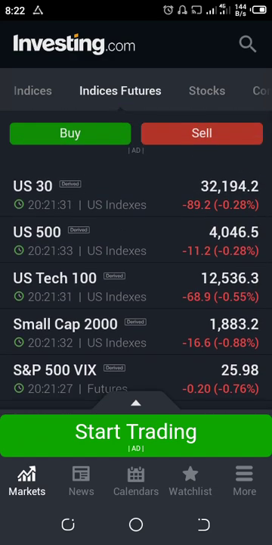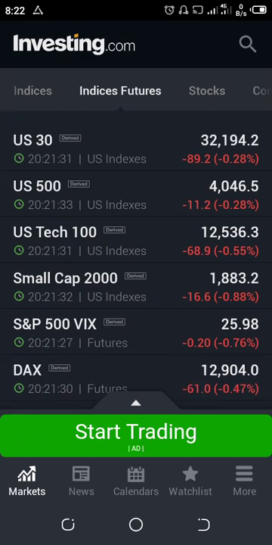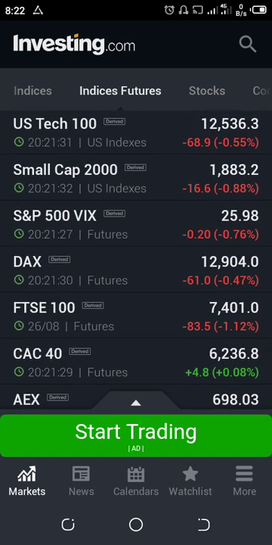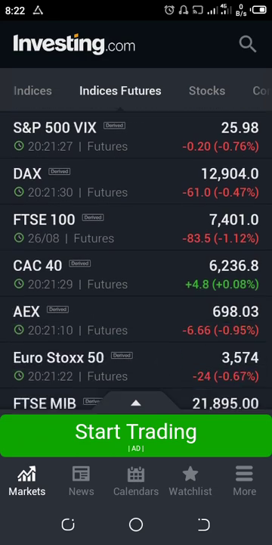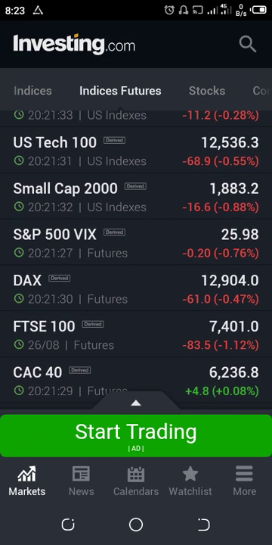The most famously traded now is the US 30. That's one of the best or the most famous traded indices futures in the market. That's the US 30, and of course you can decide to trade the US 500. You can take part in investing and look at the endless list that you can decide to invest in.